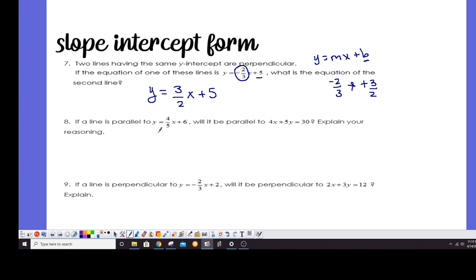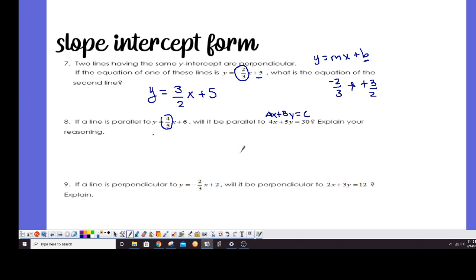If a line is parallel to y equals 4/5 x plus 6, will it be parallel to 4x plus 5y equals 30? Explain your reasoning. Well, parallel means same slope. So this has a slope of 4/5. Does this one? Well, it's written in another form. It's written in standard form.